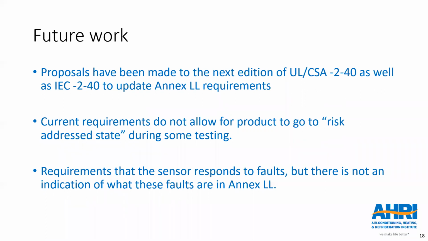Some of the current tests that we talked about, for example, the EMC compatibility, as well as some of the other tests, require that the refrigerant detection system continue to perform as normal, but it does allow slight variations. But this is different than the approach that we've taken in other parts of the standard for abnormal tests. For example, Section 19, abnormal testing. During the abnormal tests, it allows the product to go into a risk-addressed state as opposed to continuing to function as normal, as long as we are able to mitigate so that the hazard of the refrigerant concentration is not present.